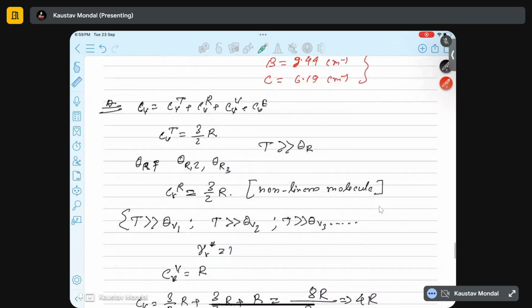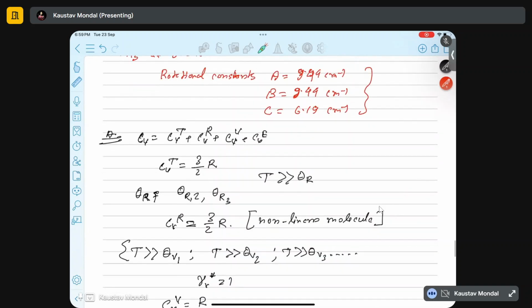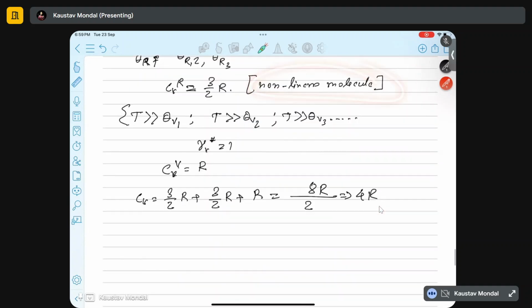In the next problem, we took a similar type, but here the molecule is non-linear. So for that, we calculated similarly, and we got the value of CV as 4R.